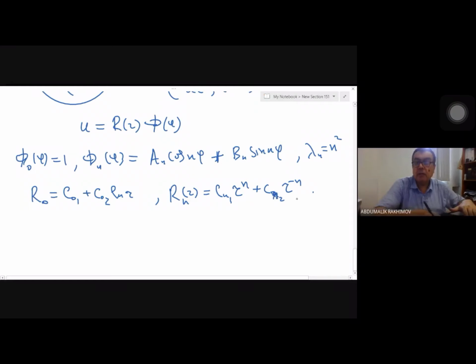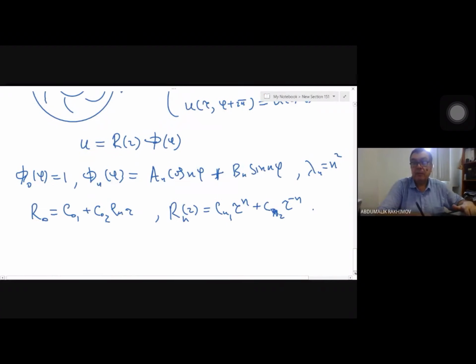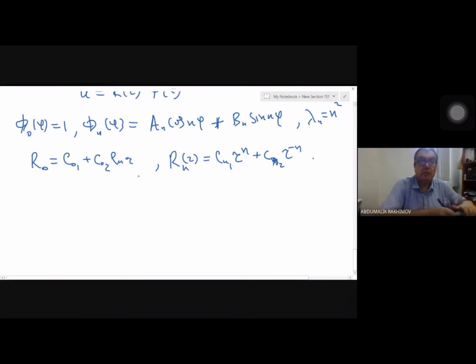Not necessarily, because the center, R equals 0, this point, is not in my plate, right? We don't have R equals 0. R cannot be 0. Minimum R will be a, right? So we cannot conclude that C02 and Cn2 will be 0, because R is actually from a to b. R is from a to b. We cannot say this coefficient must be 0. There's no problem with R function, right?